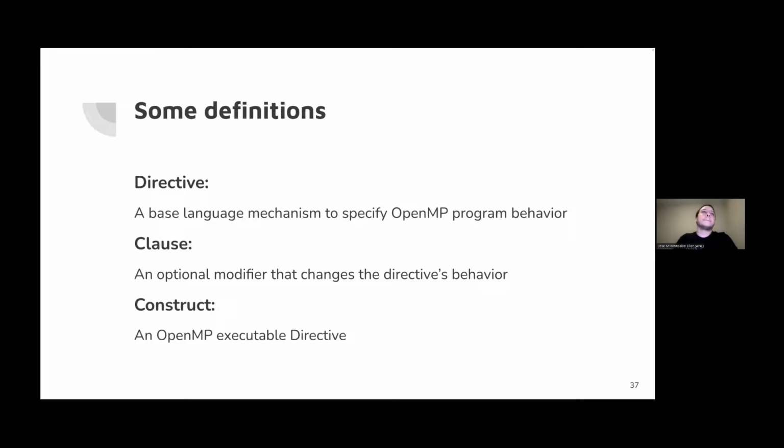Okay. So we had directive, we have the clause, and we had a construct that becomes an OpenMP executable directive. An example of a construct was the parallel region, because once we face a parallel region, we have to execute.